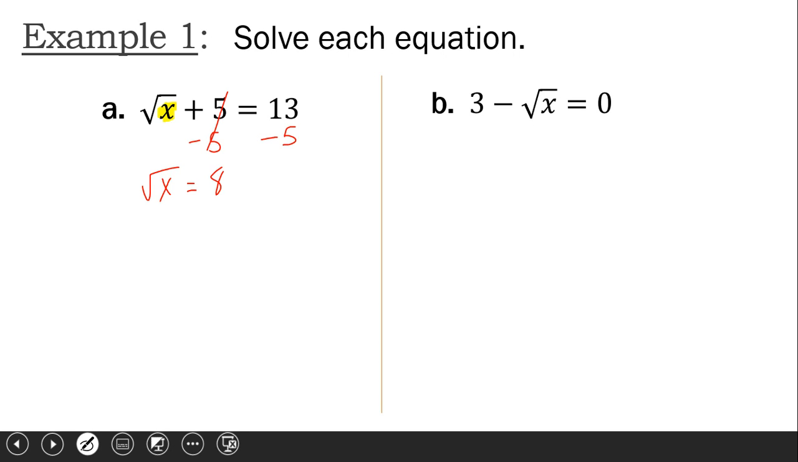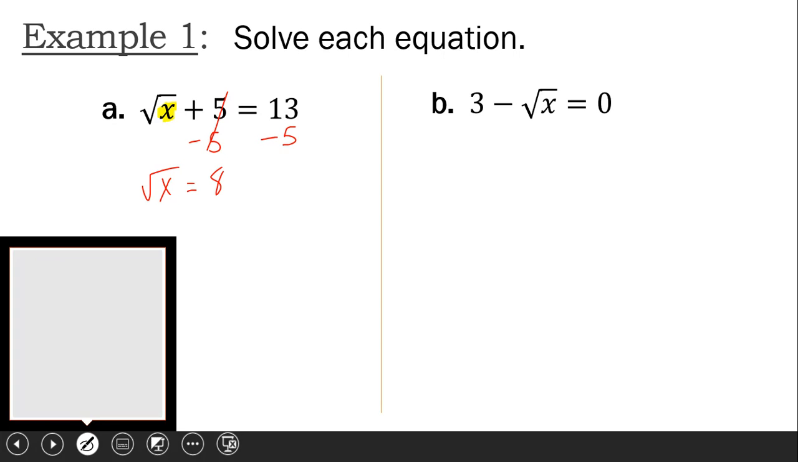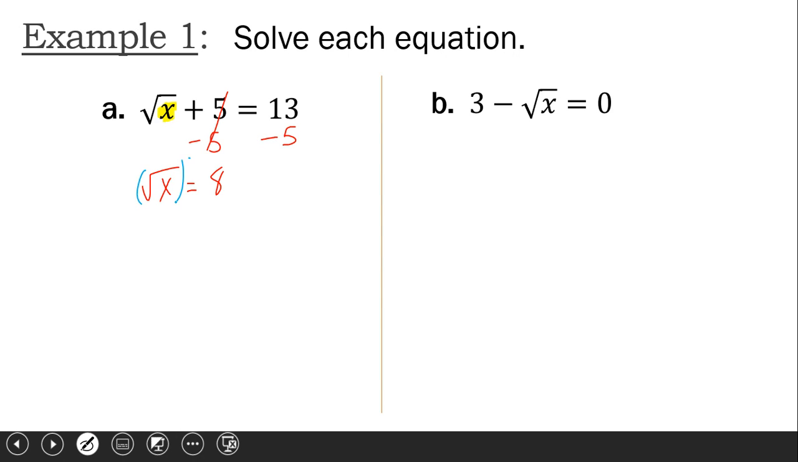And now you want to think inverse operation. So hopefully you're thinking to yourself, the opposite or the inverse of a square root is to square both sides. So we're going to take both sides and we're going to square it. When you square both sides, the square root and the square are going to cancel, and you're just going to be left with x is equal to, and then 8 squared is 64, and there's your solution.